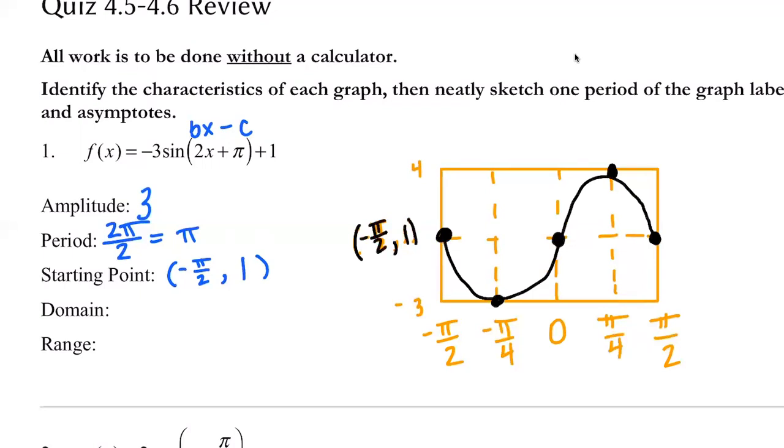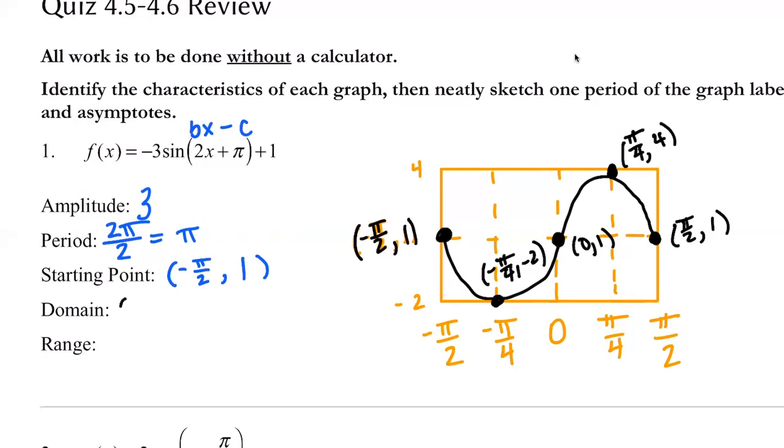We're going to come down here, and you know what? You've all been wondering this. This should be a -2. I am so sorry about that. This is negative pi over 4, -2. Here we're at 0, 1. Here we're at pi over 4, 4. And here we're at pi over 2, 1. If you caught that -2 before I did, good job.